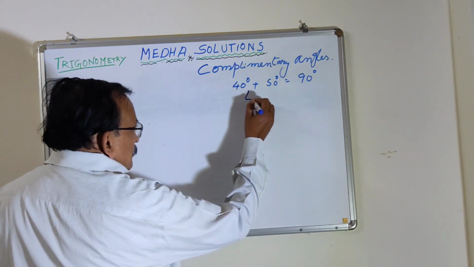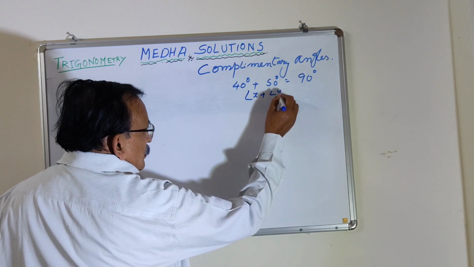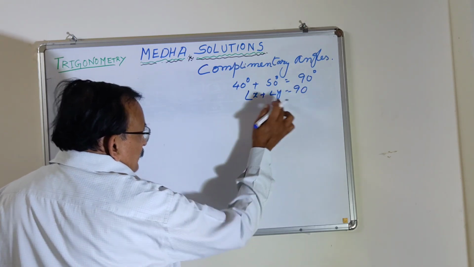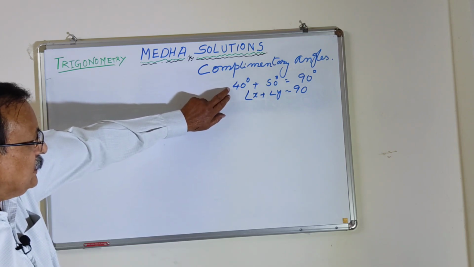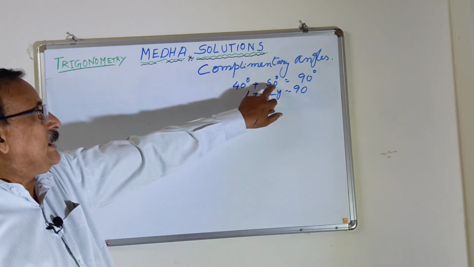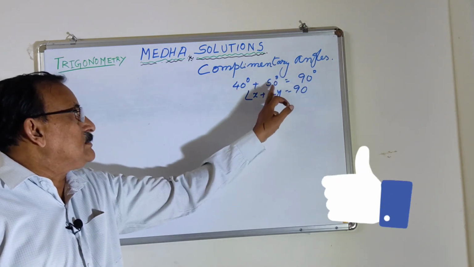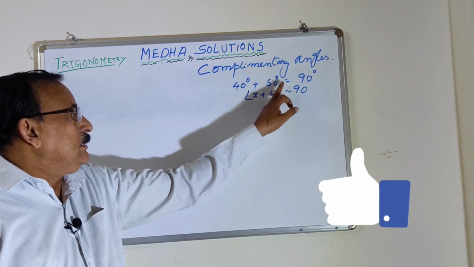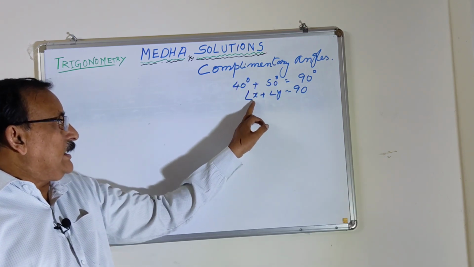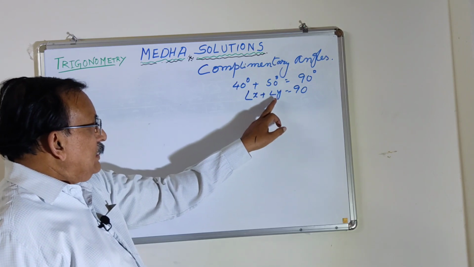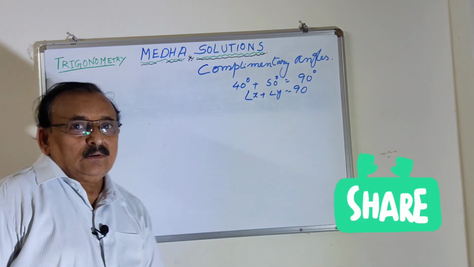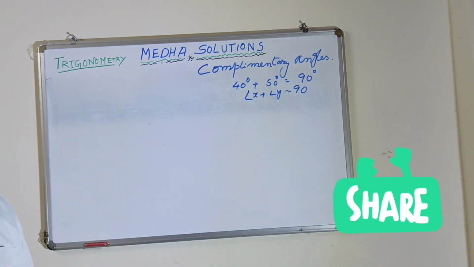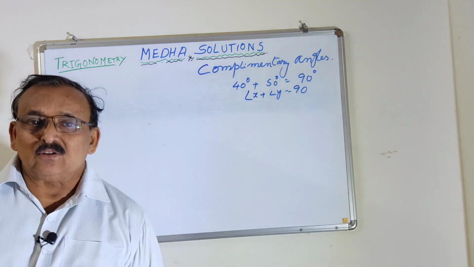Angle X plus angle Y is equal to 90, so X and Y are called complementary angles. If you know 40 degrees, we can find the second angle by subtracting 90 minus 40, and you will get 50. If you know the angle X, you have to find the Y value, which means 90 minus X. You will get the Y value. This concept is applicable in trigonometric ratios which are complementary angles.